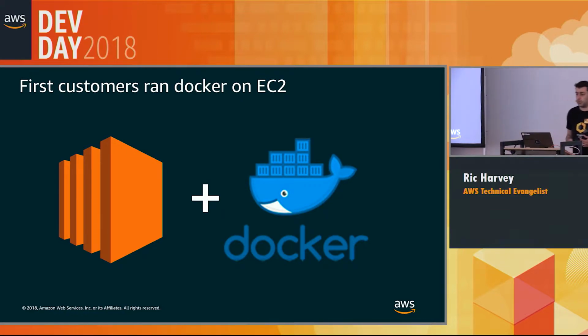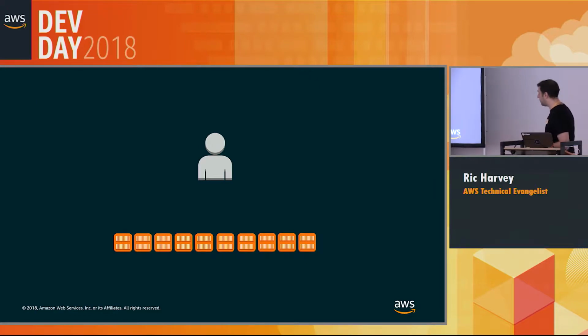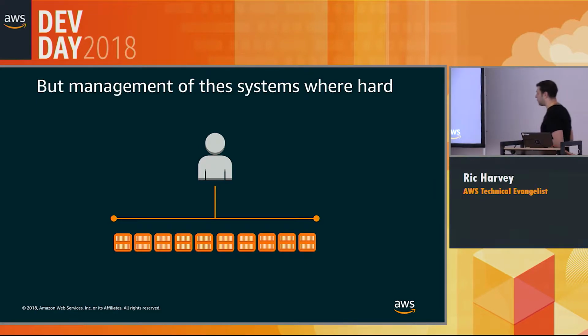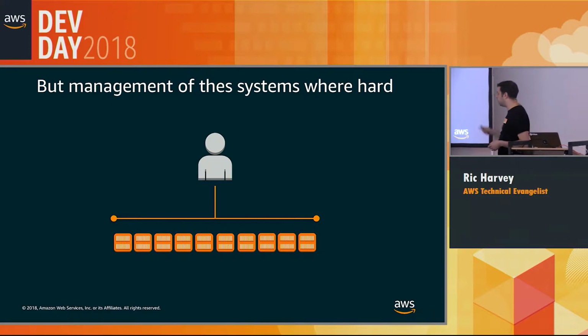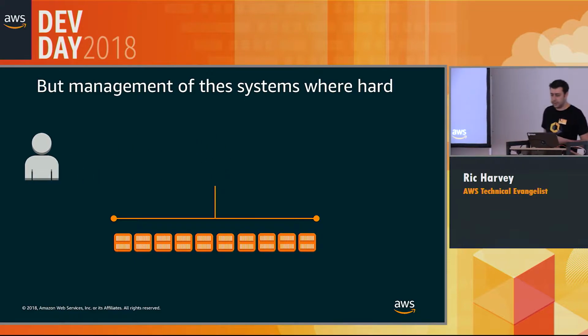So customers came to us and they all said, make this easier for us. You'll notice this slide comes out a lot on the way through here, so keep an eye out for this particular slide. We said, how? And they said, well, we don't want to be manually placing containers. We don't want to be manually adding load balancers. We don't want to be having to write our own monitoring systems to make sure everything's still running. So this is what people were doing. They were looking after multiple EC2 instances with multiple containers on, and an admin was going in there and manually doing this. So management of this was very, very hard.